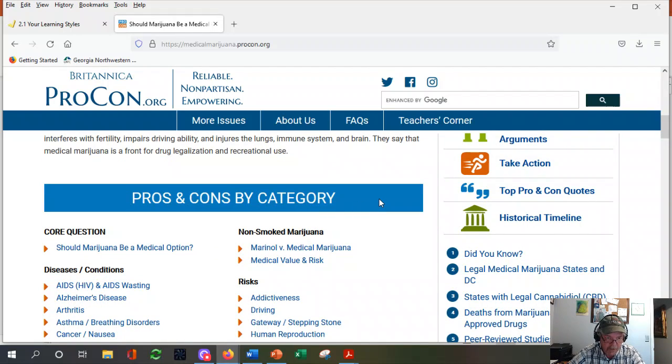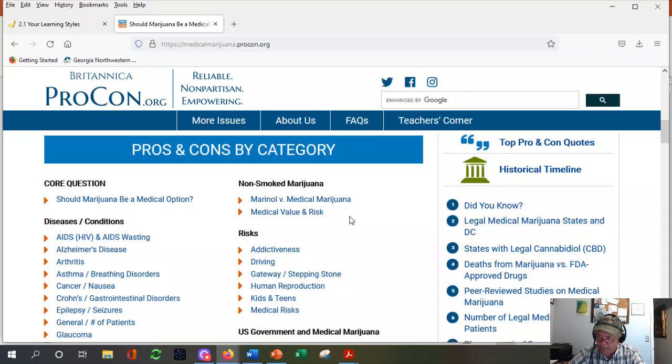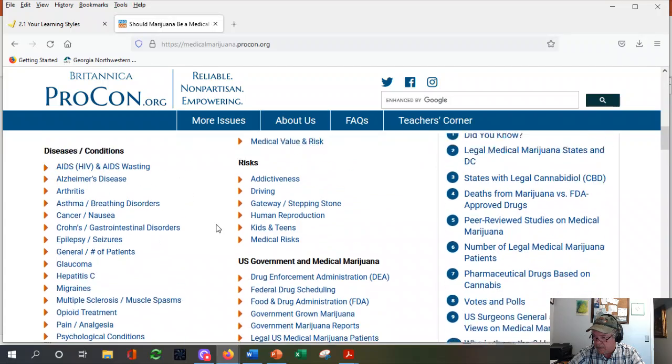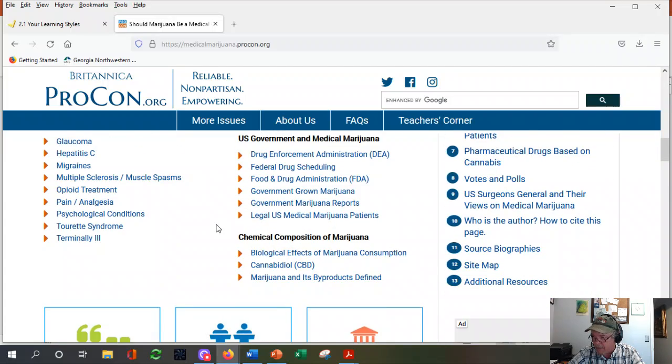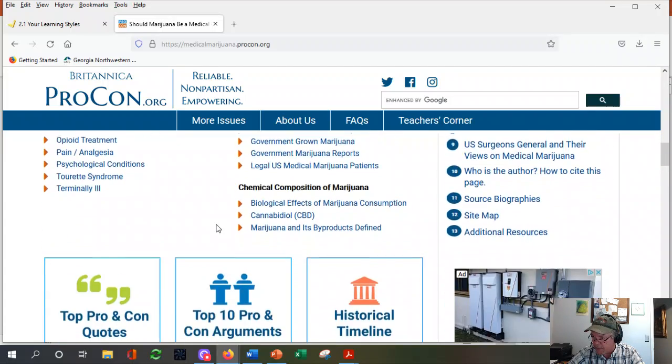And then pros and cons by category. So it breaks down the overall issue into some maybe sub areas. So the overall core question right there, and then diseases, conditions, maybe where medical marijuana can be useful, risks, right? So you see right here this pro and con style develop. Okay, a lot of it. Here's another thing. Keep scrolling down.